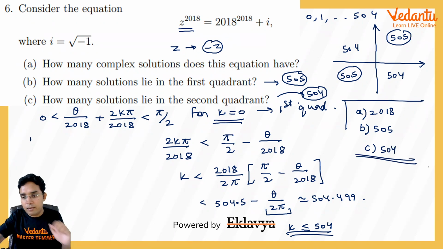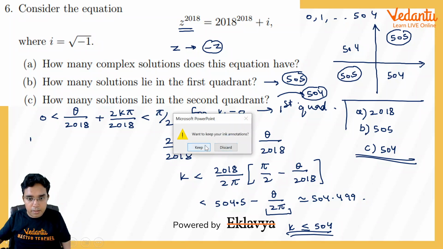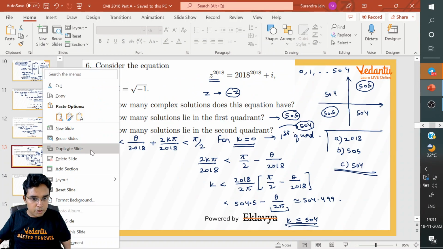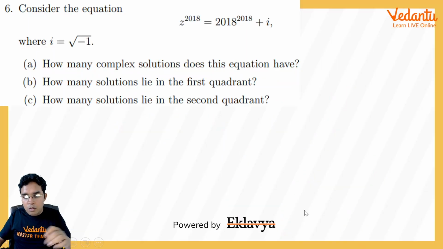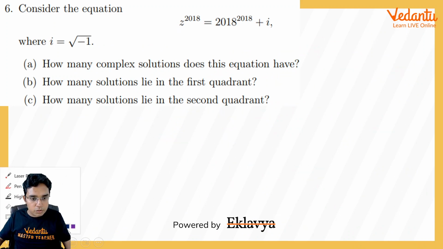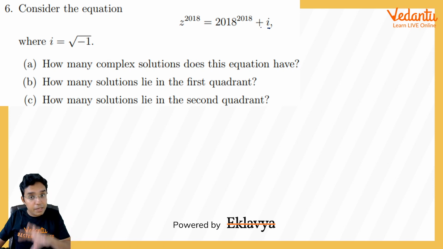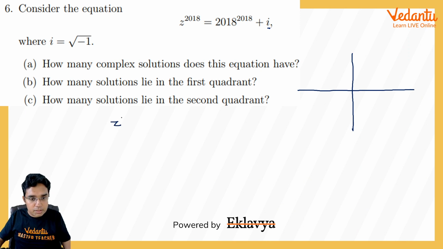Okay, I will discuss one more method for this question. Let me take one more slide for this other method. So the other solution for this question could be, as I told you in the previous method also, that because of this iota, this complex number is in the first quadrant, but the argument is very small. So for a moment, if I ignore the fact that this iota is there, then this question is just z raised to the power 2018 is equal to 2018 raised to the power 2018.